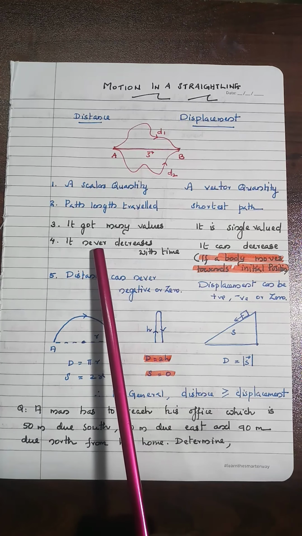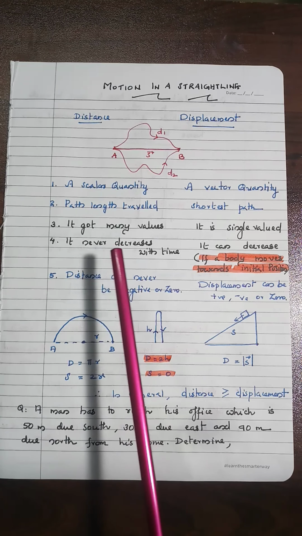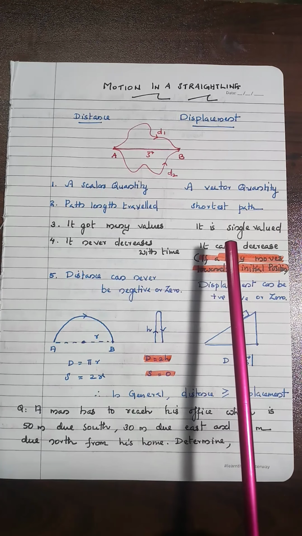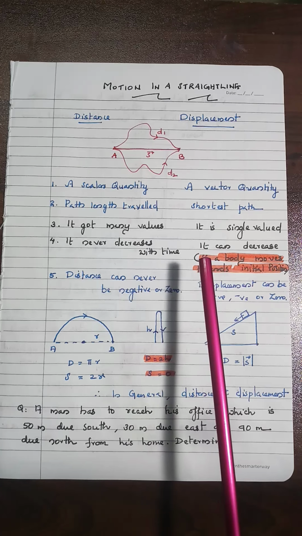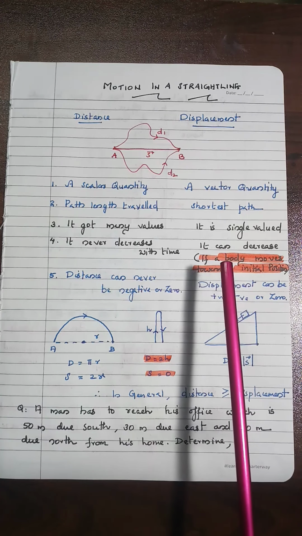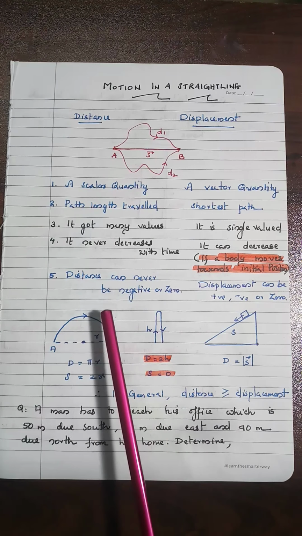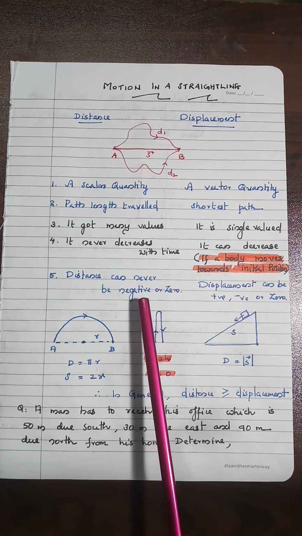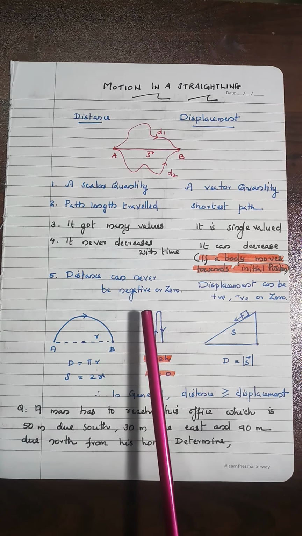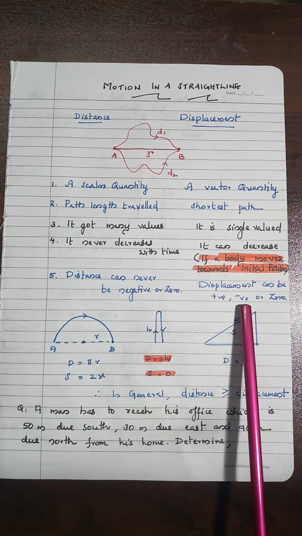See, the distance never decreases with time, but the displacement can, in some situations, as the body may move towards the initial position. The distance can never be negative or zero, but the displacement can be positive, negative or zero.